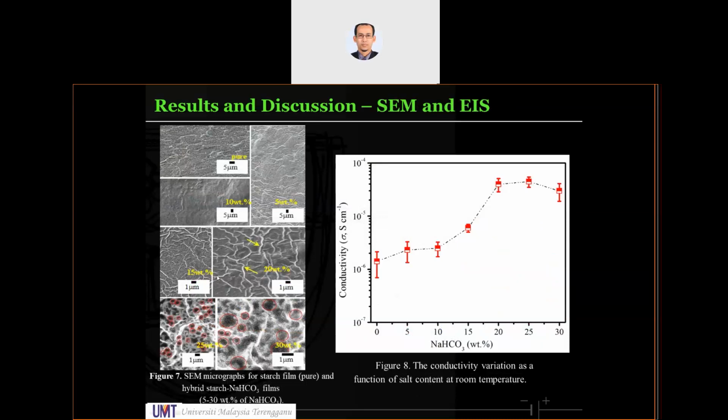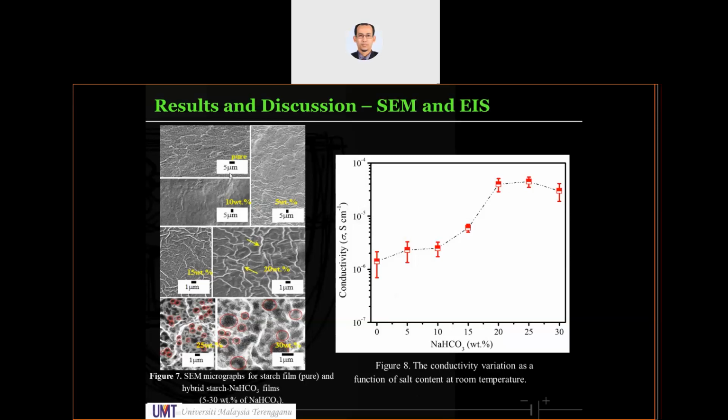Okay, this is the scanning electron micrograph for the complex films. Basically, all the samples are in solid form and analyzed at different magnifications from 300 to 10,000 times. As can be seen, in the pure and 5% sodium samples, the morphology appears to have a regular and flat shape with a smooth surface texture.